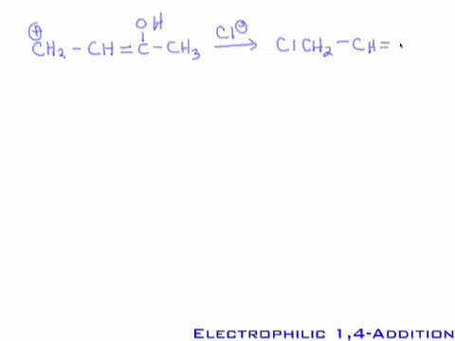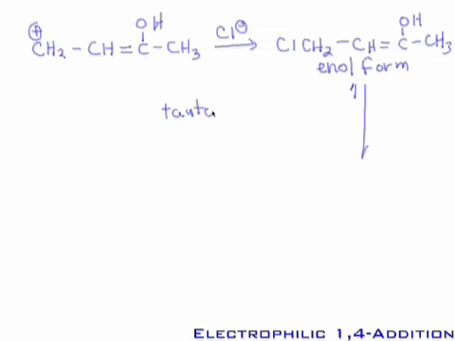CH double bond COH. The problem, of course, with this as a product is that this is an enol. And as we learned, the enol form is typically less stable than the keto form. And the enol form will tautomerize. So it will undergo what we call tautomerization. Tautomerization is where you shift one or more hydrogens and a pi bond. So it's not resonance, because you're moving atoms as well as electrons.